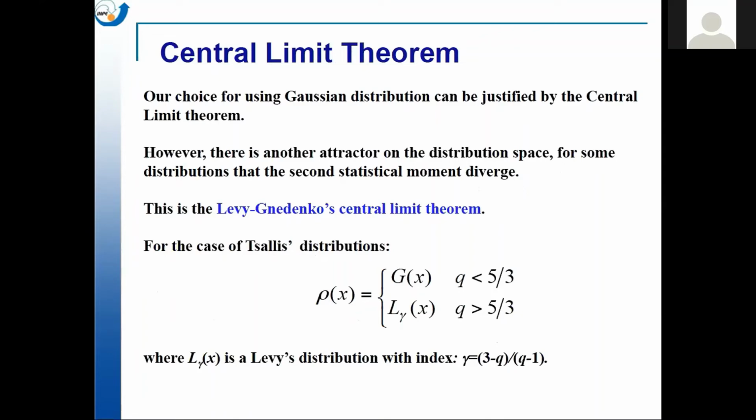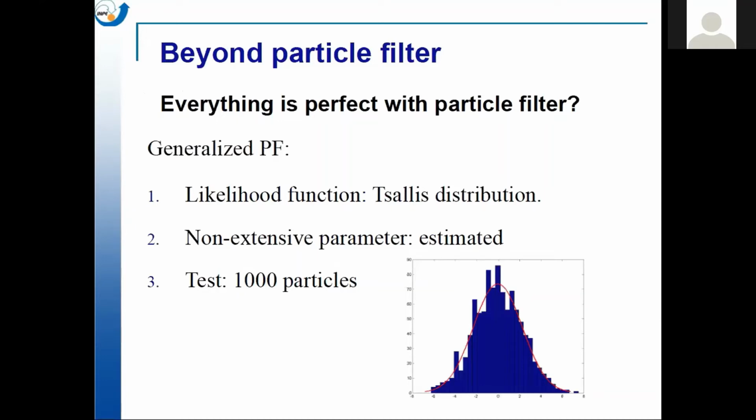Our choice of the Gaussian distribution can be justified by the central limit theorem. However, there is another attractor in the distribution space for distributions whose second statistical moment is not defined. This is the Lévy-Gnedenko central limit theorem. And so for the Tsallis distribution, we have the Gaussian distribution if the parameter q is less than 5/3, but you have a Lévy distribution if q is greater than 5/3. Okay. All right, and so we try to use the likelihood function based on the Tsallis distribution, and the non-extensive parameter is going to be estimated by a secondary particle filter.